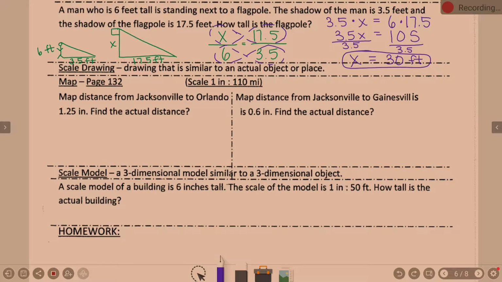When we talk about scale drawing, when you look at a map in your social studies book, you'll usually see some kind of little scale, where it'll say, for example, 1 inch on this map is actually 110 miles in real life. How does that work? For instance, if we're using this scale, and the map distance from Jacksonville to Orlando is 1.25 inches, what's the actual distance? What do I actually have to drive to get from Jacksonville to Orlando? At least 110.